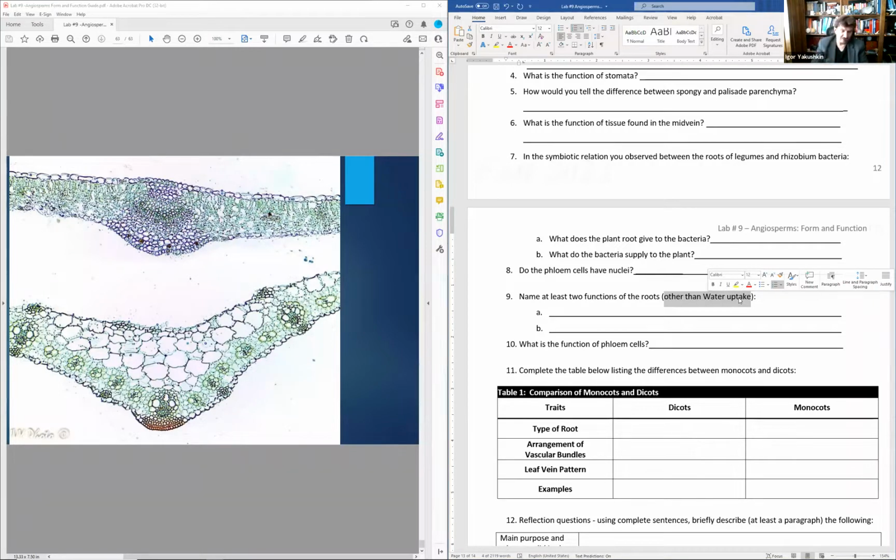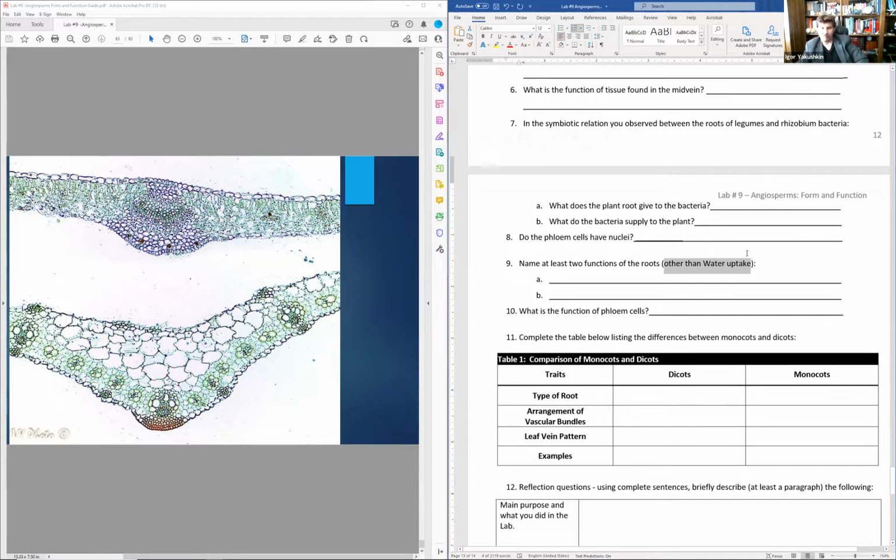Function, and you can look it up in the lecture as well. What is the function of the phloem cells? To conduct water with dissolved sugar from the part of the photosynthesis throughout the body of the plant.